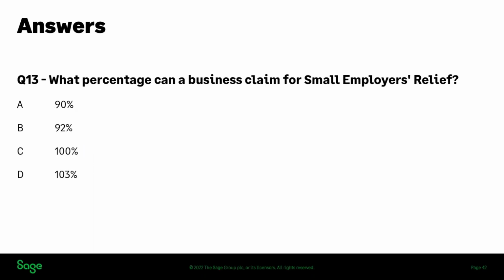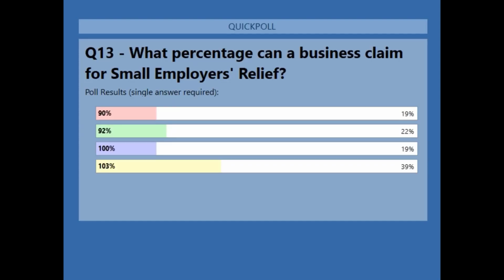It is now time to move on to question 13. So what percentage can a business claim for small employers relief? So are you eligible for small employers relief, and what percentage can you claim back of statutory parental pay? Again, we have a bit of a split there, but 39% hit a majority, so there was a clear majority still of 103%. So once more, it's time for Duncan to reveal the answer. Over to you.